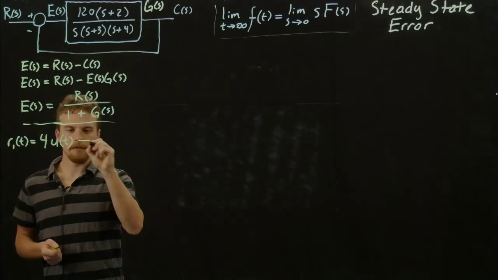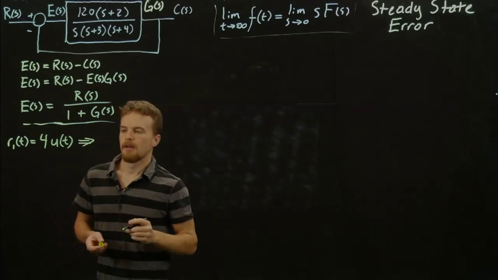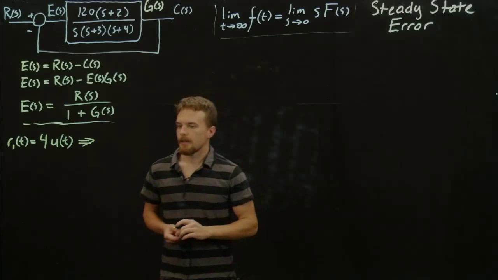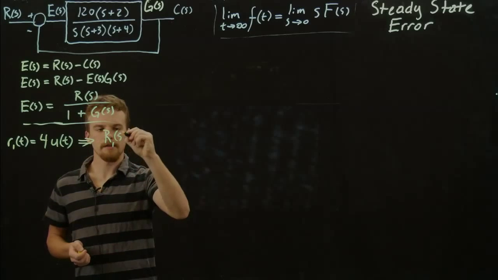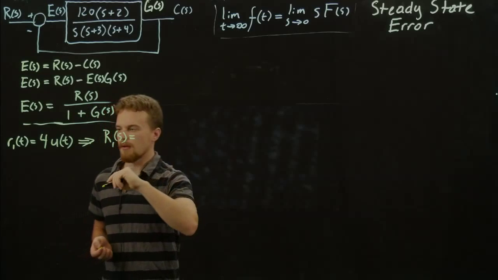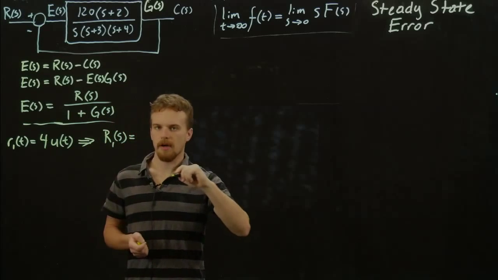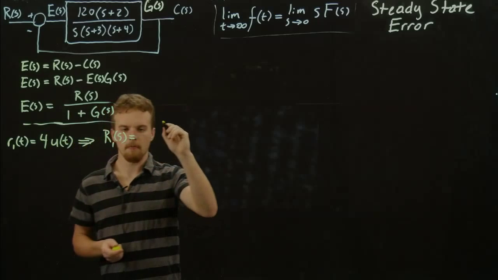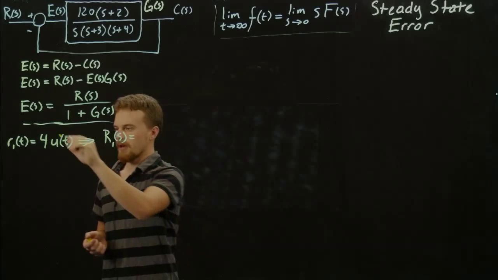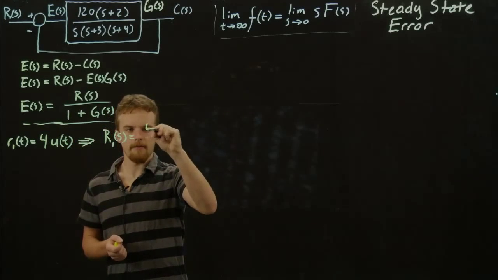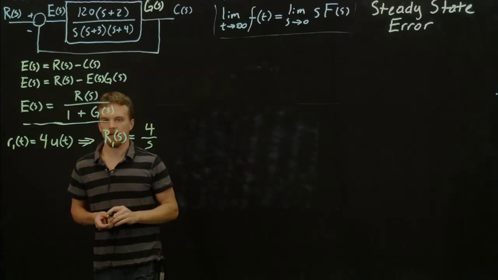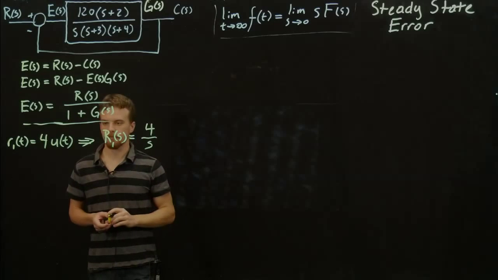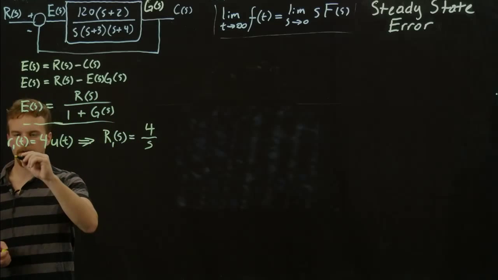So what does this give us in Laplace? R1 of S is equal to, what's the Laplace transform of the step input? It's 1 over S, and we have a constant multiplier, so that would be 4 over S. Okay, so that's the first input we'll apply. What next?